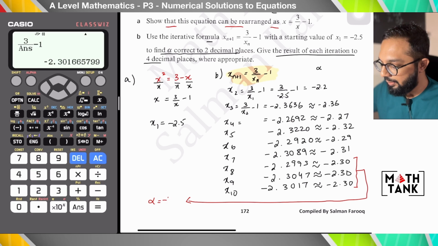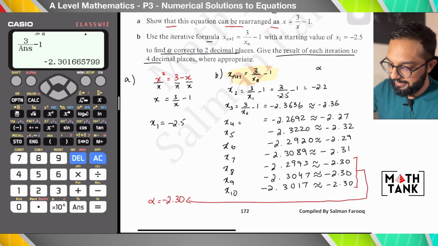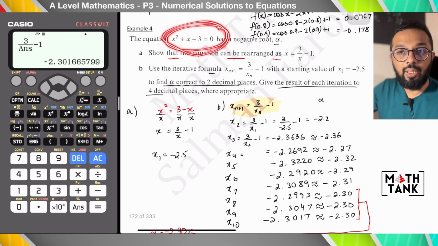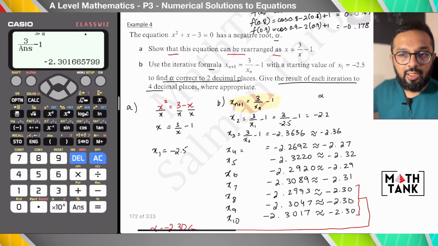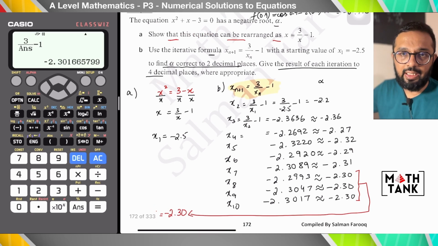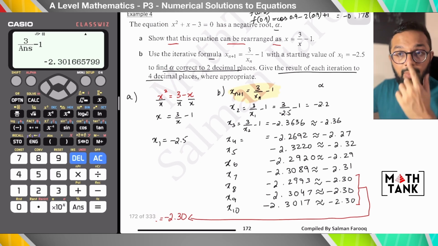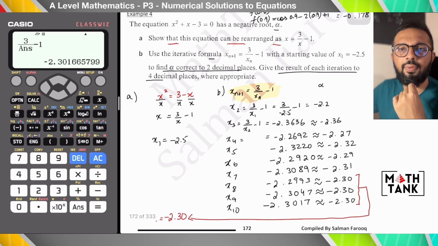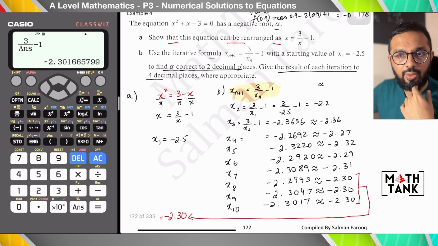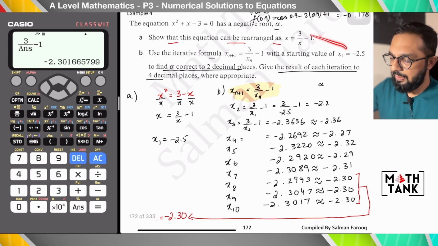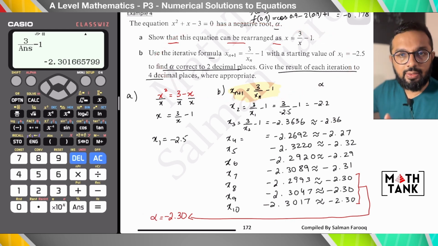That is going to be the root of the original equation. So minus 2.30 is a value for x that balances that equation. Now you might think that this was a quadratic equation. Why did I just not do the quadratic formula? Yes, you could have done the quadratic formula and you would have gotten the same answer. But this question is geared to teach you how the iterative process works.